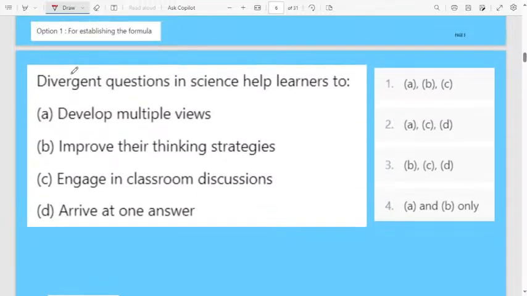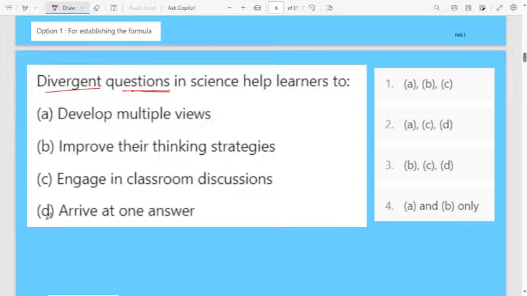Next question. Divergent questions in science help learners to... First option, develop multiple views. Option B, improve their thinking strategies. Option C, engage in classroom discussion. Option D, arrive at one answer.